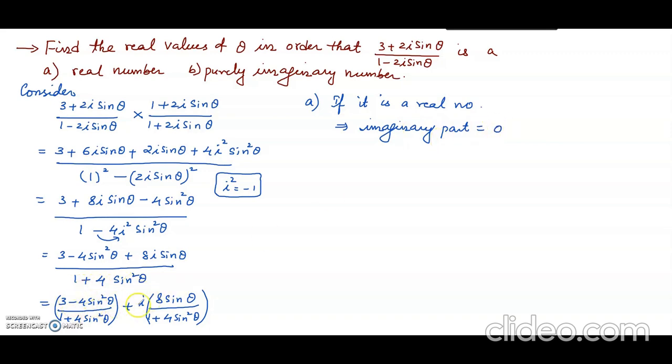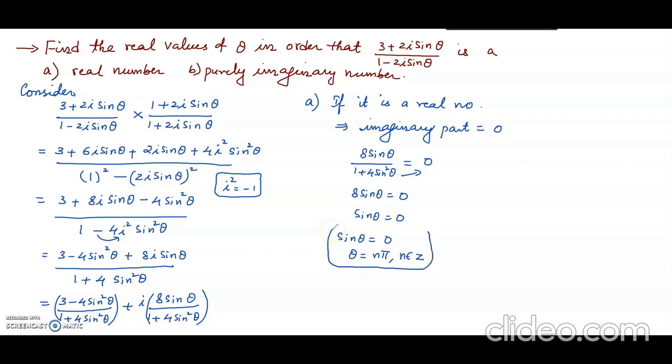So for this number to be a purely real number, the imaginary term should become 0. What is the imaginary part? 8 sine theta by 1 plus 4 sine square theta should be equal to 0. You cross multiply, you get 8 sine theta equals 0, or sine theta equals 0. Remember the general solution we have: sine theta equals 0, theta equals n pi, n belongs to Z. This is the general solution of sine theta equals 0. So we can write theta equals n pi.